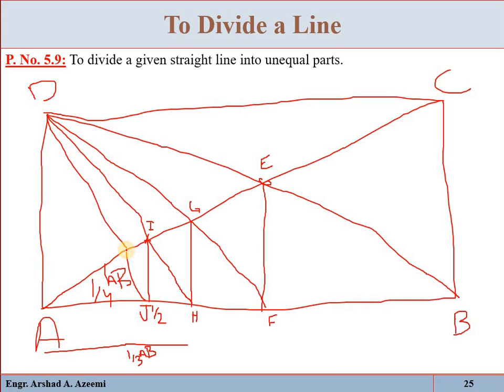So suppose this is point K, draw perpendicular from K to here. Suppose that is L. Now AL will be 1/5 of AB. Okay, so this is the division of a straight line into unequal parts. Okay, you people just practice these things and revise the video again and again. You will properly understand it.